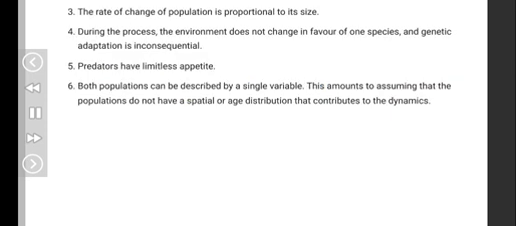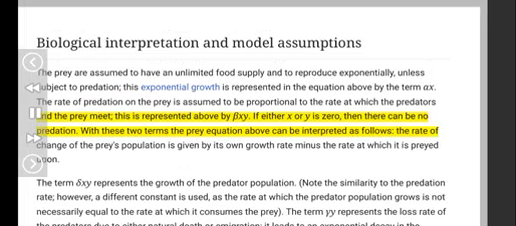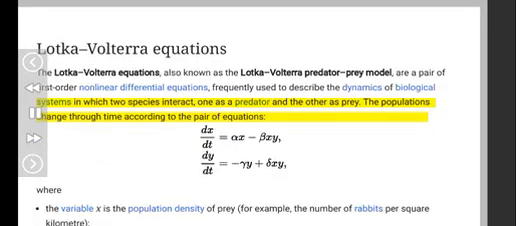Biological interpretation and model assumptions. The prey are assumed to have an unlimited food supply and to reproduce exponentially, unless subject to predation. This exponential growth is represented in the equation above by the term alpha x. The rate of predation on the prey is assumed to be proportional to the rate at which the predators and the prey meet. This is represented above by beta xy. If either x or y is 0, then there can be no predation.